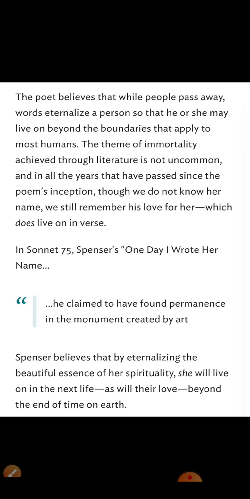The poet believes that while people pass away, words eternalize a person so that he or she may live on beyond the boundaries that apply to most humans. The theme of immortality achieved through literature is not uncommon, and in all the years that have passed since the poem's inception, though we do not know her name, she is remembered through his love for her, which lives on in verse. In Sonnet 75, "One Day I Wrote Her Name," Spenser believes that by eternalizing the beautiful essence of her spirituality, she will live on in the next life, as will their love beyond the end of time on earth.